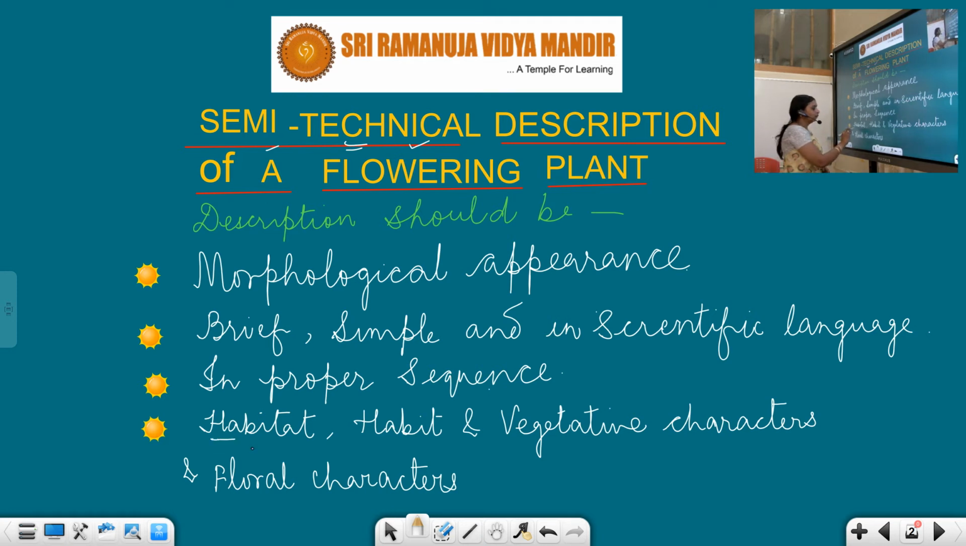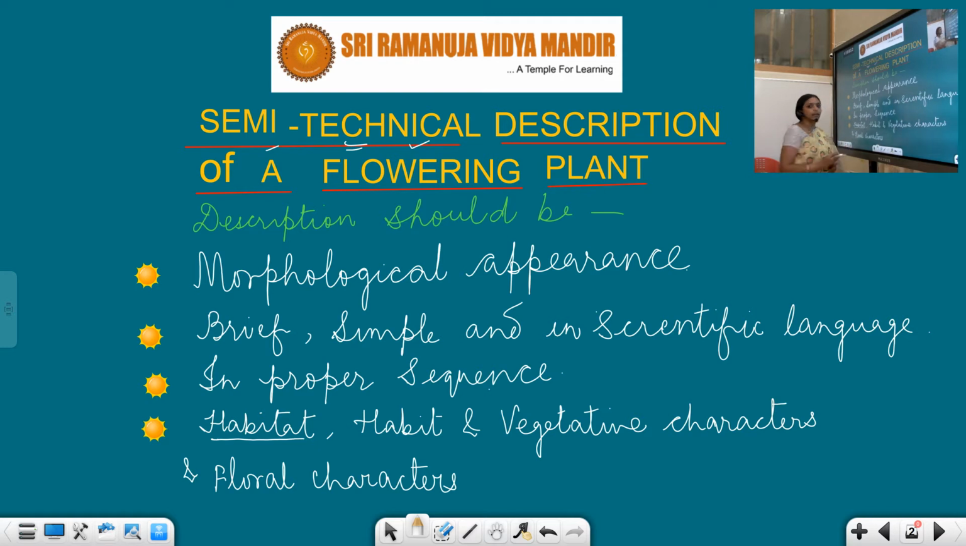First of all, when we start describing the plant, we have to write about the habitat. Habitat means generally the place in which it is found, or grows, or develops. Either it is distributed worldwide, or it grows only in some places. That we have to describe, whether it is tropical, subtropical, or found in a colder region, that is, in a temperate region.